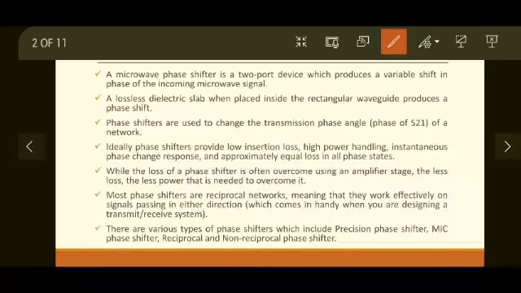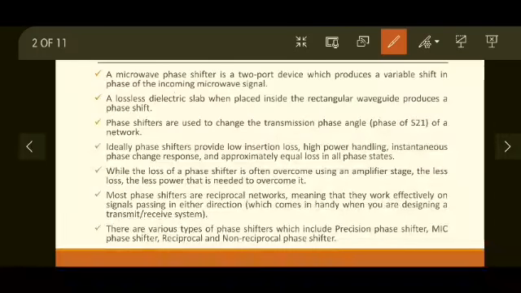Ideally, phase shifters provide low insertion loss. Insertion loss means a power loss ratio, that is, how much power is lost in the device, which happens in every case, even if we don't want it, but we try to keep it to a minimum level. Phase shifters are really good at providing minimum insertion loss. They are capable of handling high powers. They are also able to provide rapid phase changes, so the phase change response is very good, and approximately equal loss in all phase states.